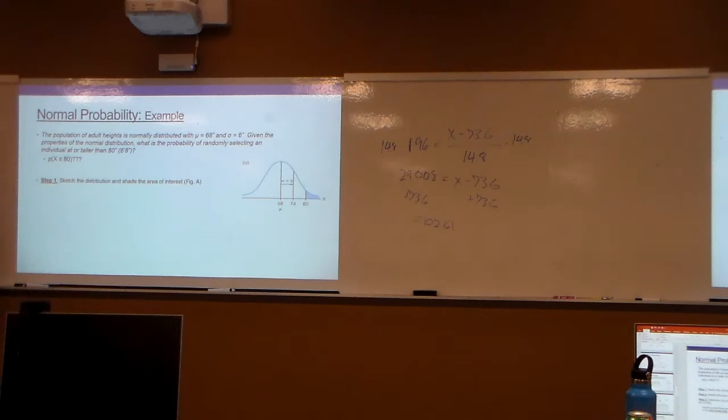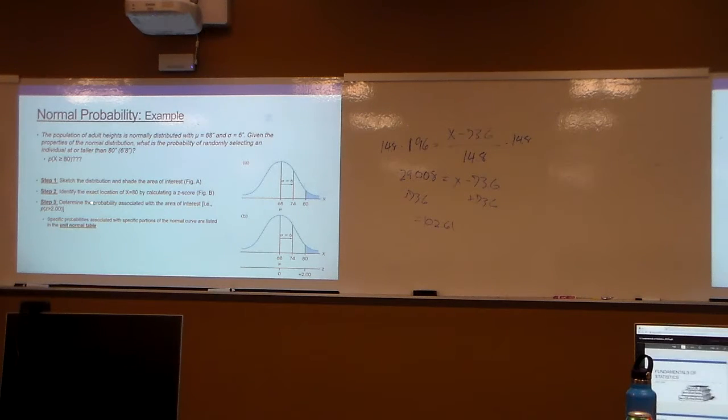So what we can do is sketch a distribution. We can identify the location of x equals 80 by calculating our z-score. It's going to give us a z-score of 2, right? The standard deviation is 6, the mean is 68, so it's just 2 standard deviations above the mean. We got a z-score of 2. Then we can determine the probability of interest using our unit normal table.